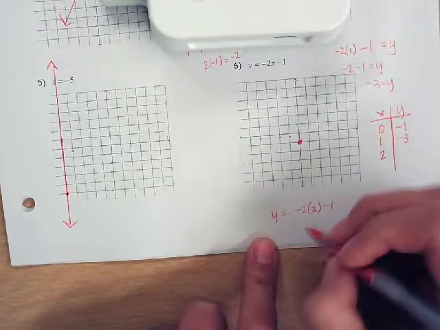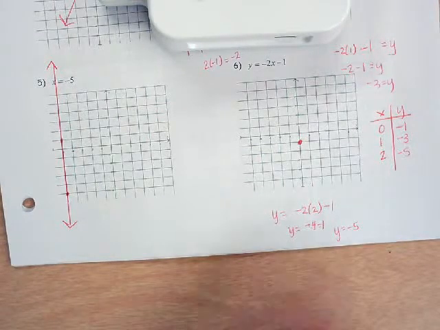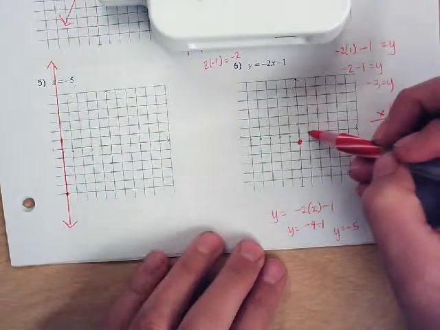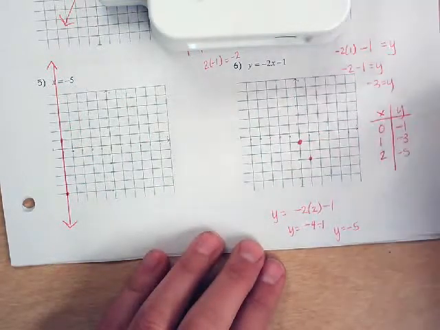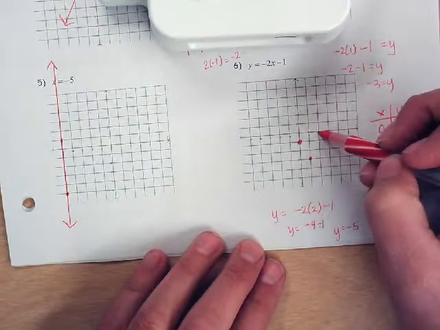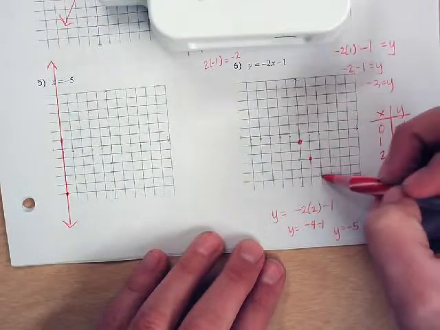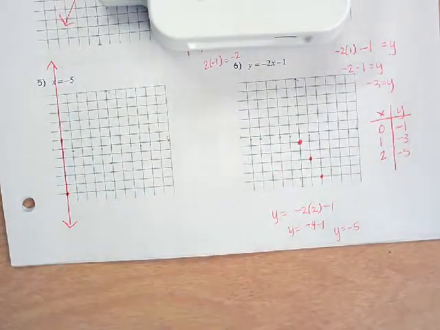Let's plot those points. So I already plotted this one. Don't know why my camera's struggling here. Hopefully it comes back on. But you can keep working while this is coming back on. There we go. So 1, negative 3 is right there. And then I have 2, negative 5. Over 2, down 5 is right there. Okay, they all lie within the same line. So I can use my straight edge, draw my line.